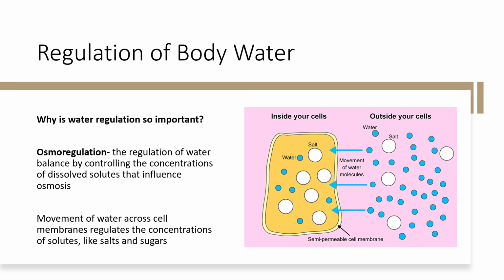So why is water regulation so important? Well, it's crucial our cells have the right balance so they can function well. Osmoregulation is the regulation of water balance by controlling the concentrations of dissolved solutes that influence osmosis. So movement of water across cell membranes is very important for maintaining the right balance of different solutes, like salts and sugars, inside and outside of the cell.